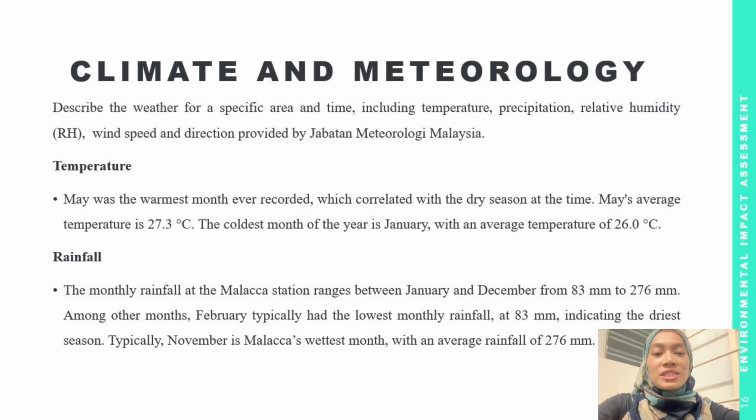May's average temperature is 27.3 degrees Celsius. The coldest month of the year is January, with an average temperature of 26.0 degrees Celsius.